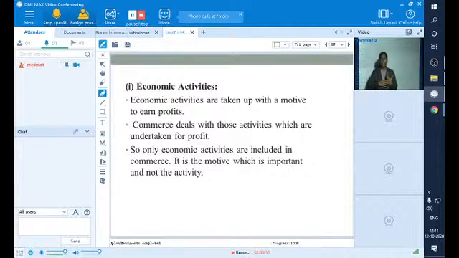Second point, commerce deals with those activities which are undertaken for profit. For what purpose are we going to do the activities here? We are going to do the activities to earn profit, to earn money. And third, only economic activities are included in commerce. So what is commerce? Basically economic activities. It is the motive which is important and not the activity. It's not important what you are going to do. The activity is not important, the motive is important, earning profit is important. So this is the first character.